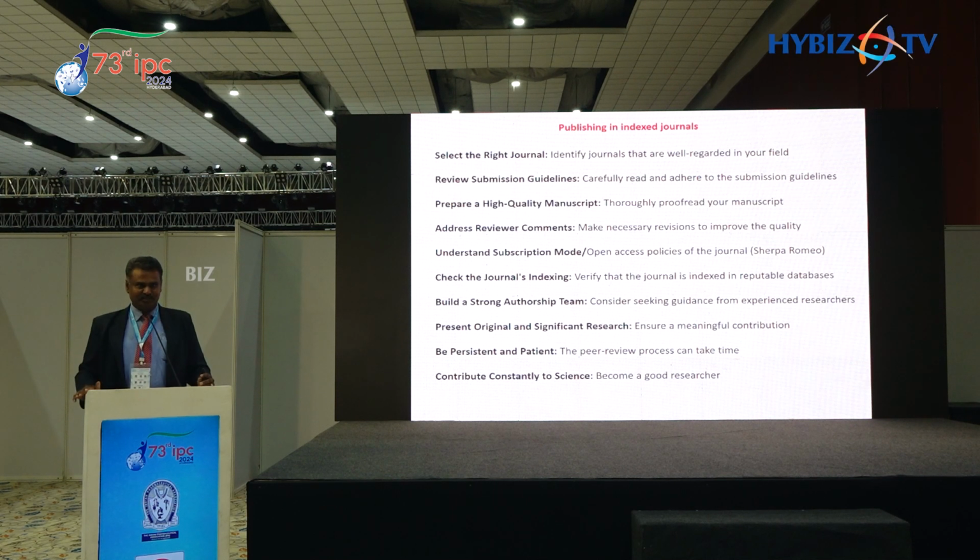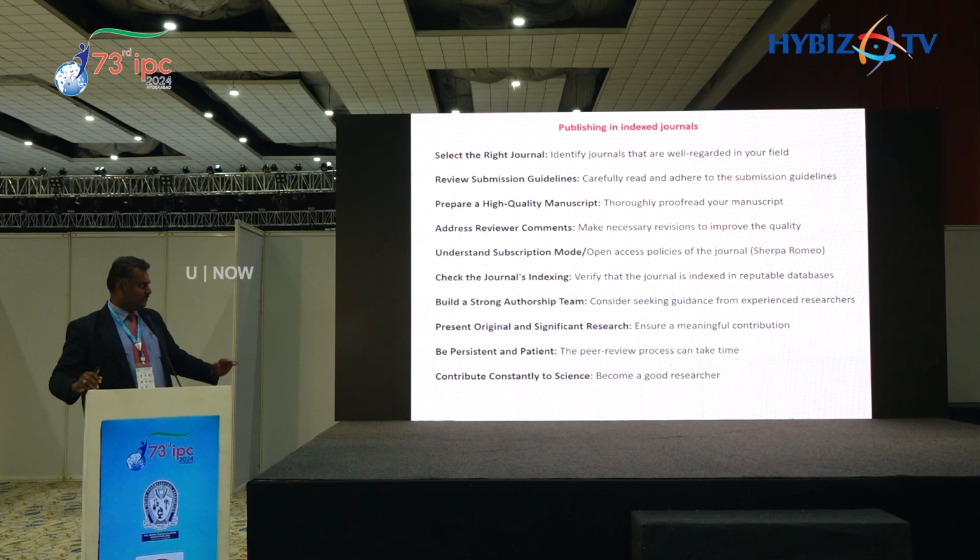Scopus and Web of Science. You should say Web of Science and Scopus. Web of Science has four databases: SCIE, SSCI, AHCI, ESCI. And under SCIE and SSCI, there are Q1, Q2, Q3, Q4. So these all indicate the quality of the journals.